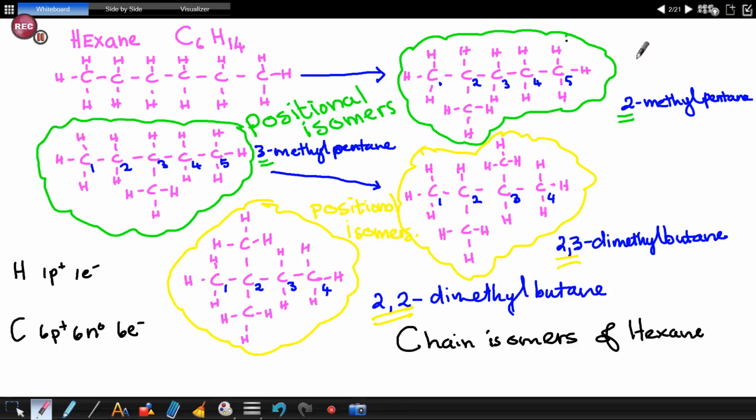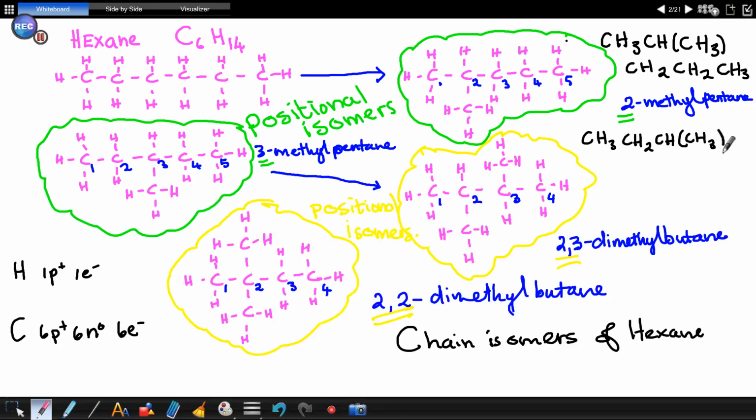And although I didn't put the condensed structural formula, let's do it then. So it's CH3, CH, CH3 in brackets, CH2, CH2, CH3. This one is similar, it's just the position of the CH3 side chain that will be different. So what would that one look like? CH3, CH2, CH, brackets CH3, CH2, CH3. And this one? CH3, CH, bracket CH3, CH, bracket CH3, bracket CH3, CH3.